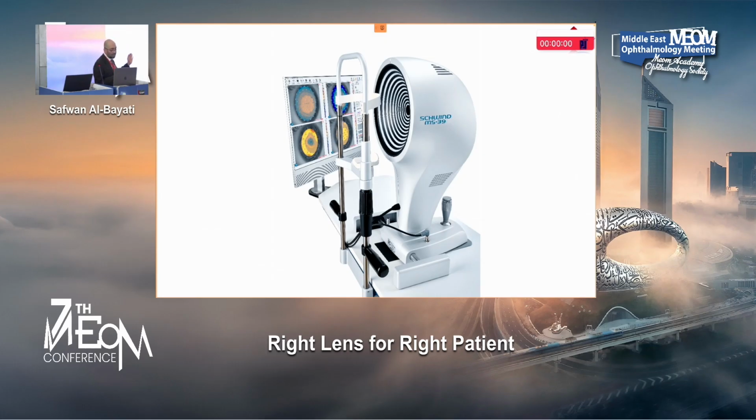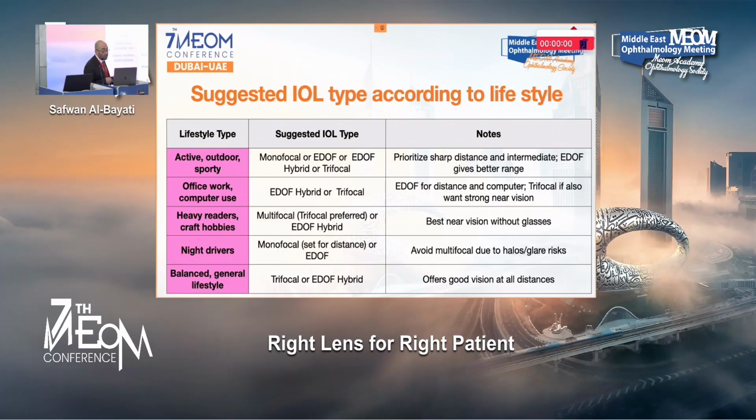Anyway, IOL Master, MS39. It gives the best total corneal power that we need when we are calculating the toricity of the lens, not the power, through the main pupillary power.